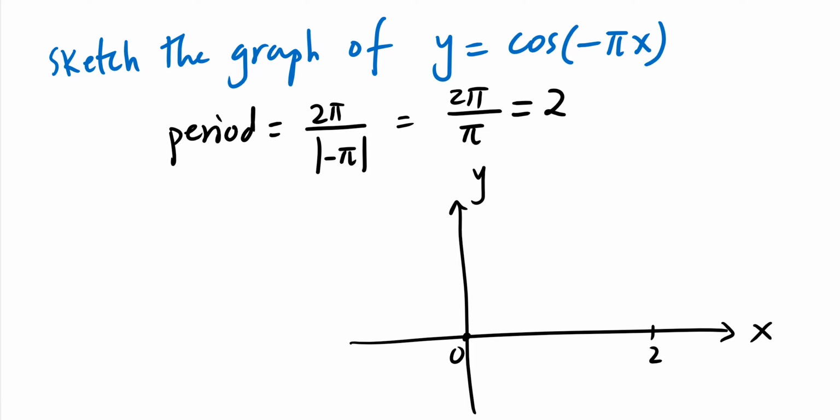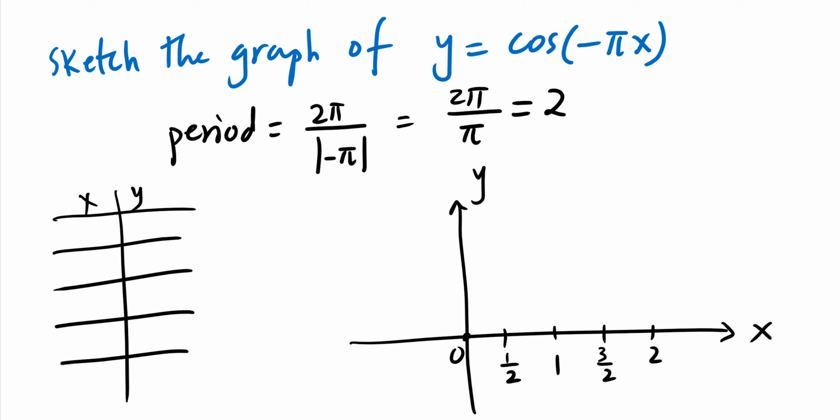Say 2 is here. The period is always on the x-axis. Halfway is 1. Half of 1 is 1/2. 1 plus 2, 3, divided by 2, it's 3/2. I got 5 points that I need. I'm going to substitute them in and see what I can get. So I'm going to substitute these values into the original function: 0, 1/2, 1, 3/2, and 2.